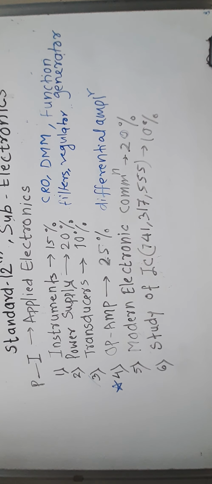Next is study of IC. In this chapter we will study three types of IC: 741, 317 and IC 555. See, 741 IC is nothing but op-amp IC, so we will cover this IC in this chapter only. Next is 317 IC. 317 IC is regulator IC, so we will cover this IC in power supply itself.